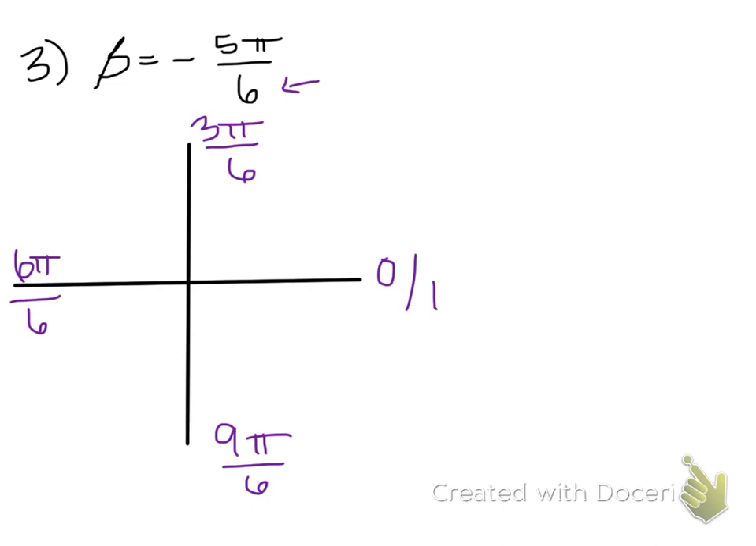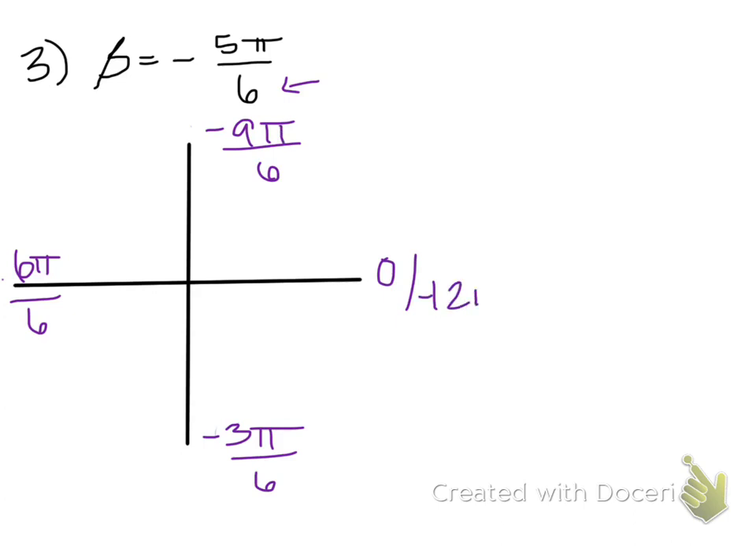So the reason I messed up is because this is a negative angle. So these should be switched. So this is a negative. So not a terrible mistake. Just don't do that on the test. Here's a negative 12 pi over 6.